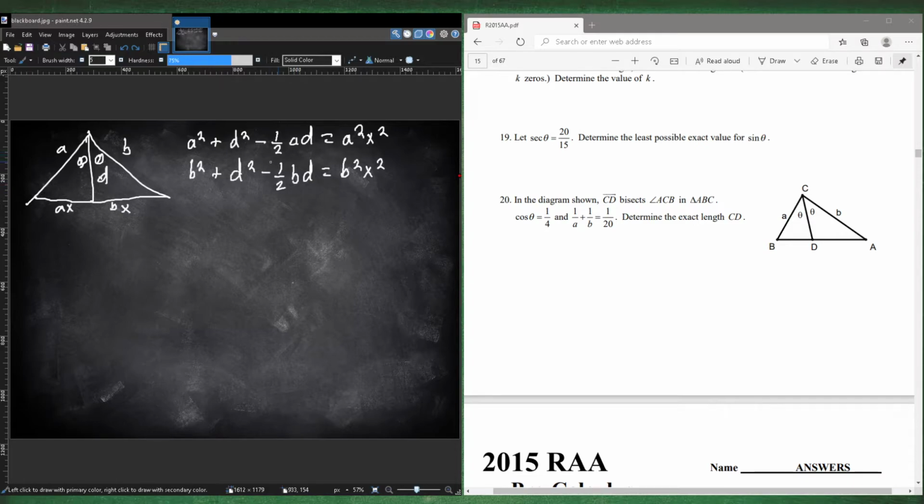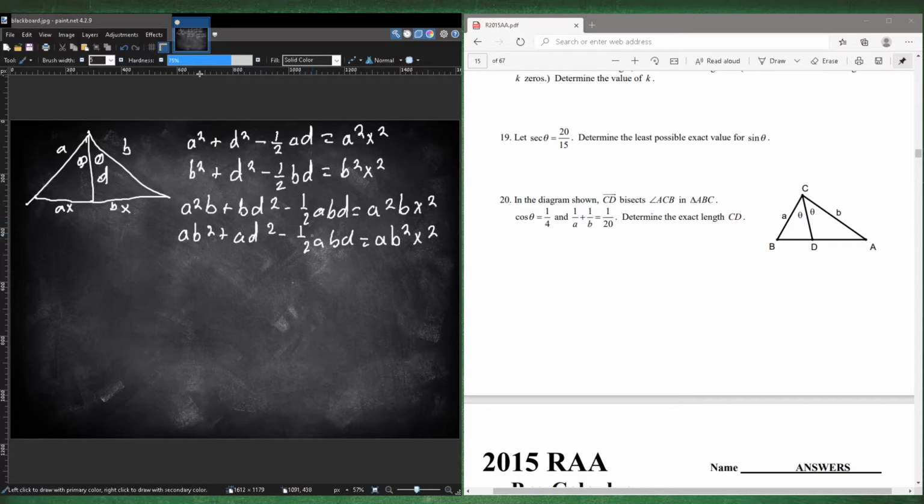Now I want to eliminate variables, because we have d, a, and b, which seems like too many variables and will get too complicated. So we multiply the first equation by b: a squared b plus b d squared minus 1/2 abd equals a squared b x squared. Then we multiply the second equation by a: a b squared plus a d squared minus 1/2 abd equals a b squared x squared.